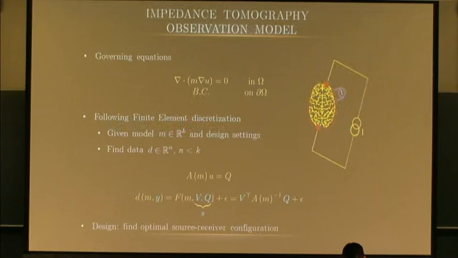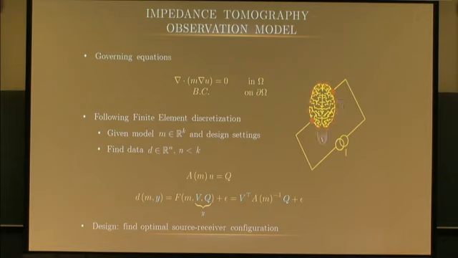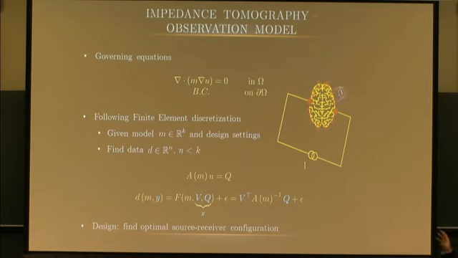So let me show you some numerical studies. The first one is with impedance tomography. We have the div sigma grad with some boundary conditions. We use the finite element discretization in this case. And in that specific setting, we wanted to reduce the number of sources and receivers that are active.